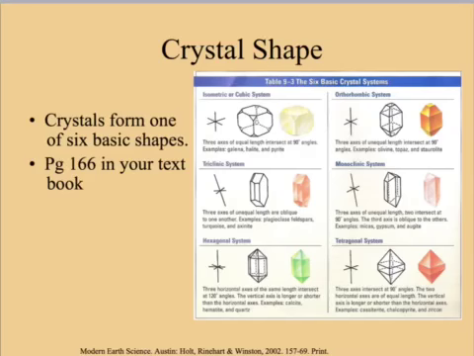There are 6 basic shapes. The first one, isometric or cubic, just means they look like a cube. We have also orthorhombic, triclinic, monoclinic, hexagonal, which makes hexagons, and tetragonal.